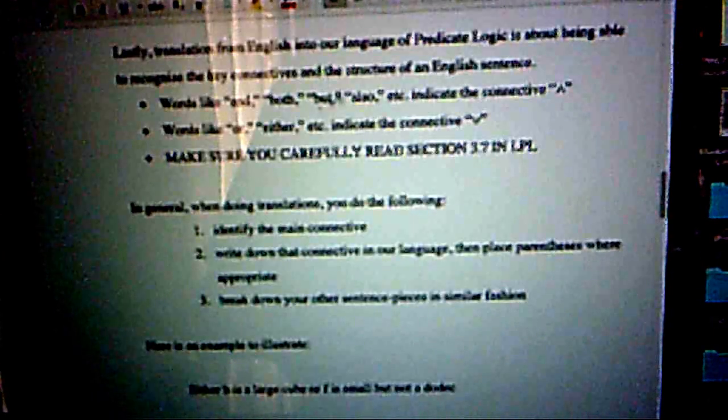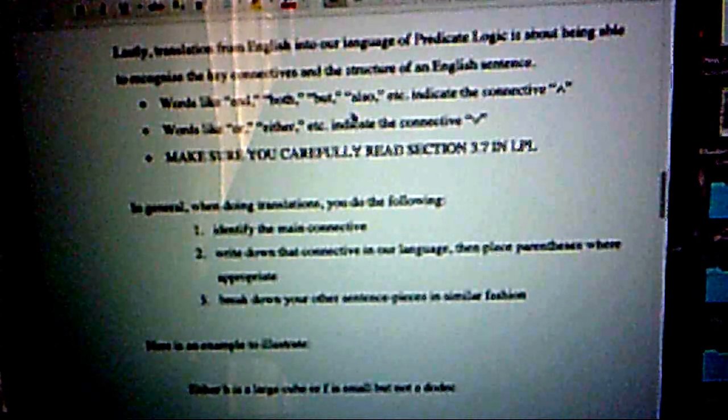So how do you do that? How do you practice this art? So the first thing to do is identify the main connective in the English sentence. The main connective is identified by those kinds of words: and, both, not, or, either. Secondly, you write down that connective in our symbolic language, and then you chunk each of the sides.